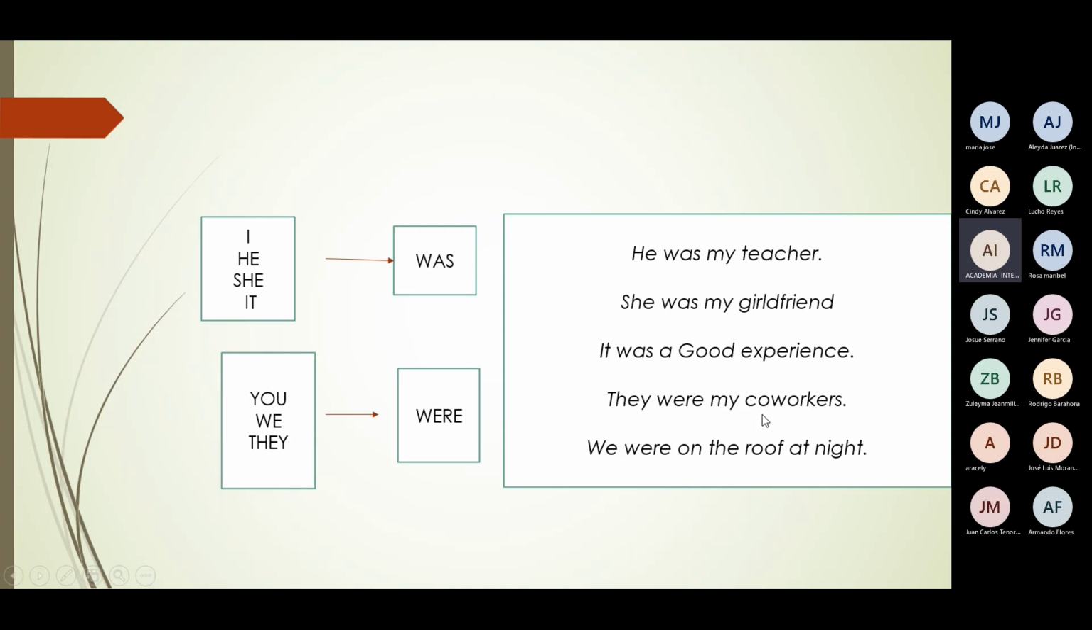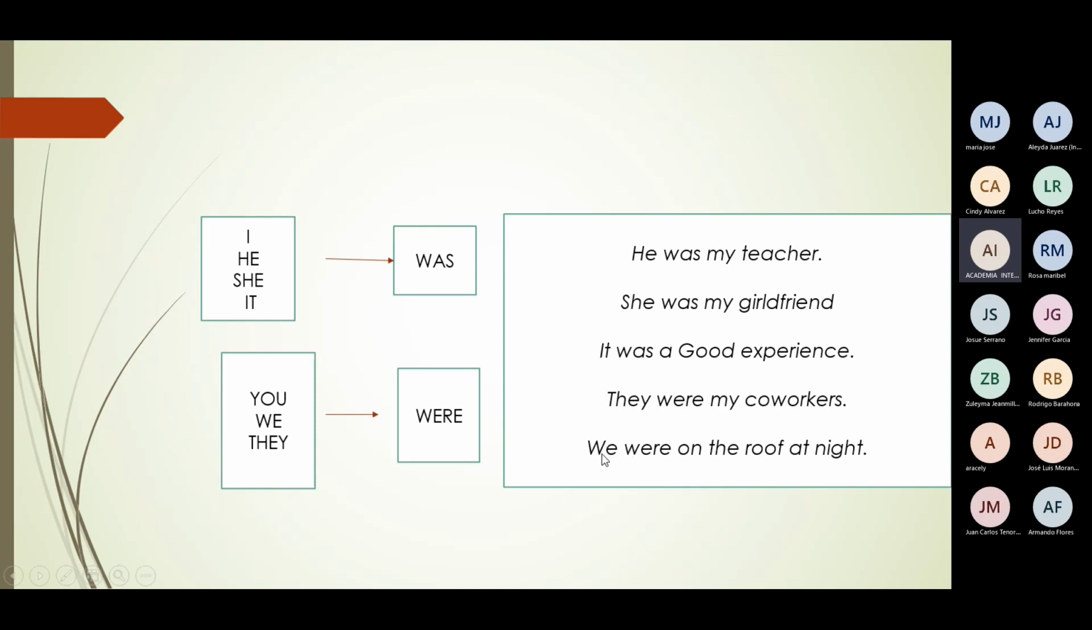Classmate es diferente, compañeros de clase. Coworkers es compañeros de trabajo. And the last one, we were on the roof at night. Roof significa techo, ¿verdad? Roof. At night es en la noche.